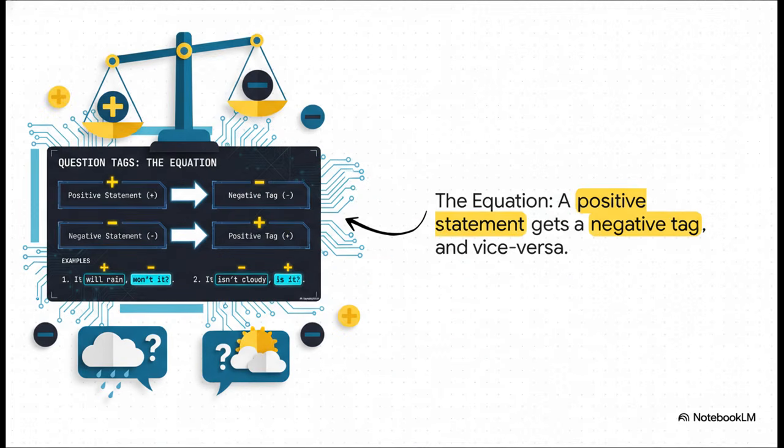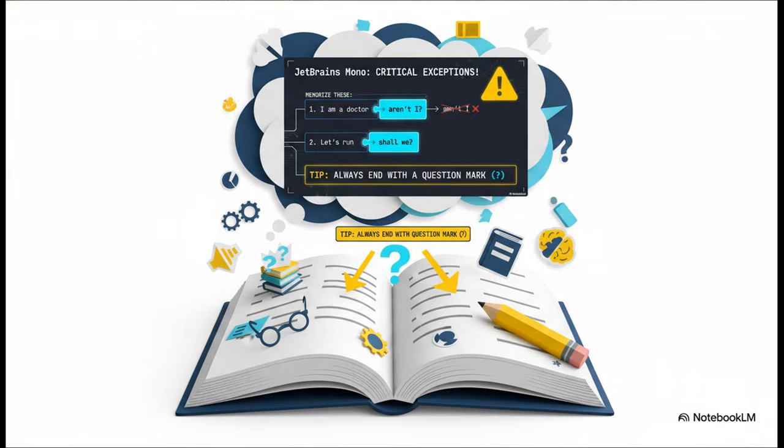Question tags. These are surprisingly simple if you just think of them like a math equation. Positive statement plus a negative tag. Negative statement plus a positive tag. It's just a simple balancing act. So it will rain, which is positive, gets the negative tag, won't it? See? Easy. But of course, with every rule, there are a couple of critical exceptions you just have to memorize.